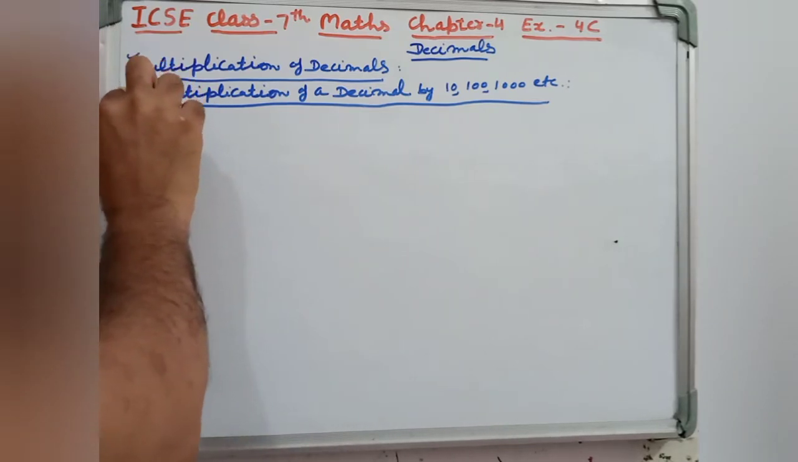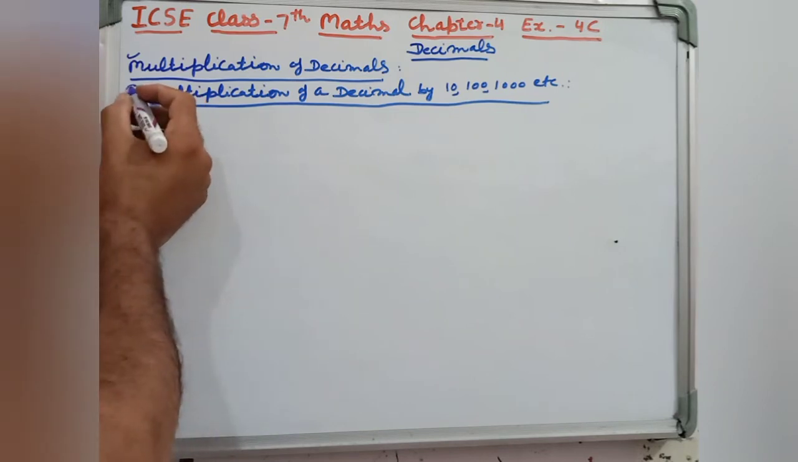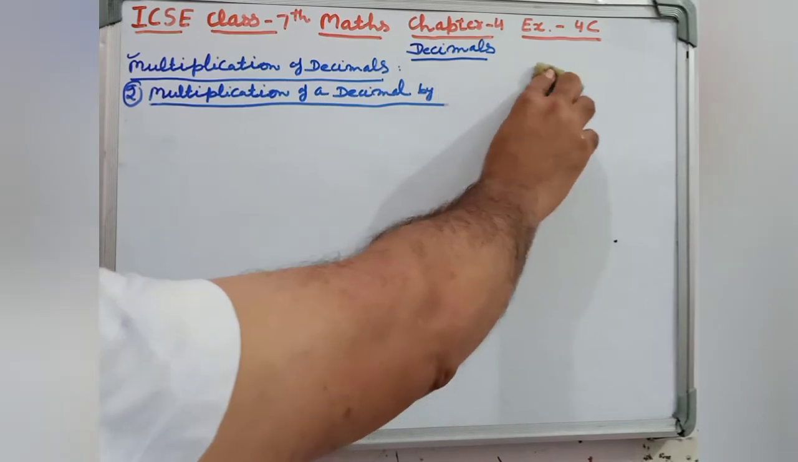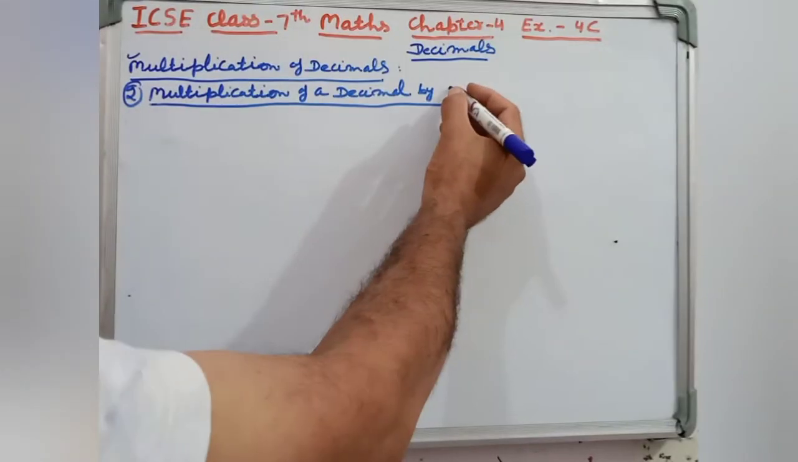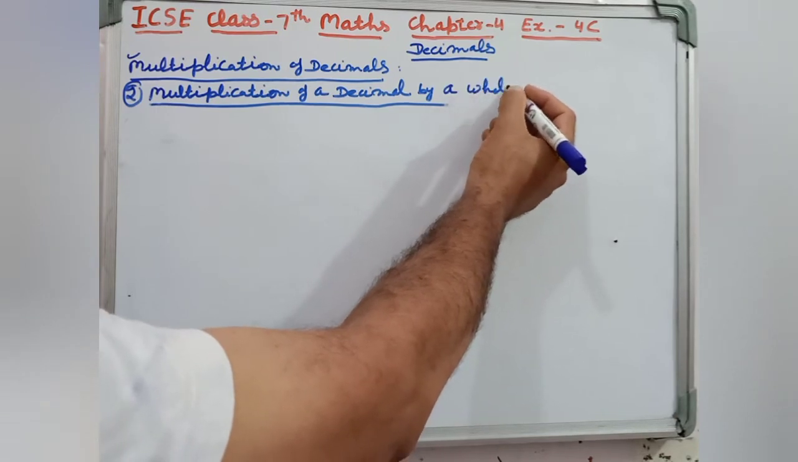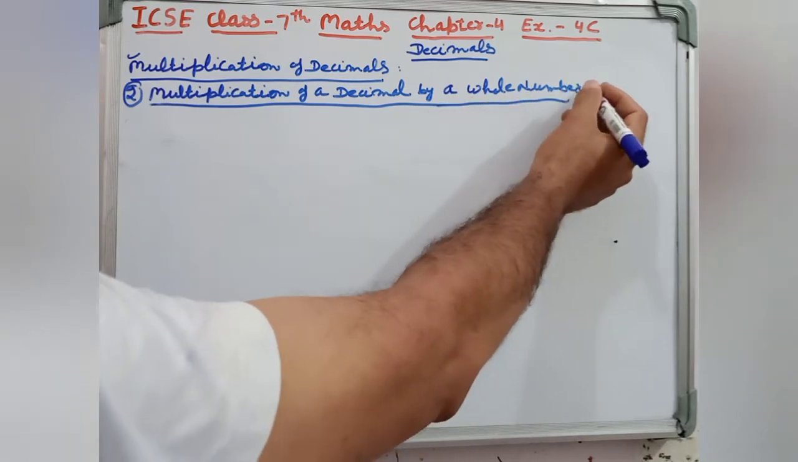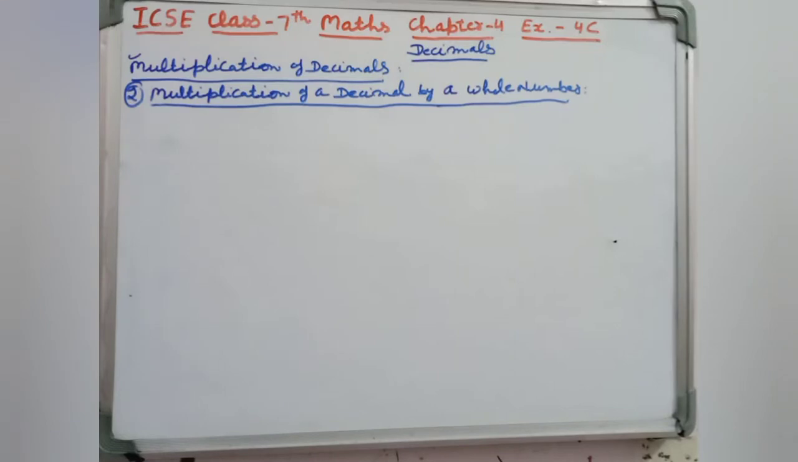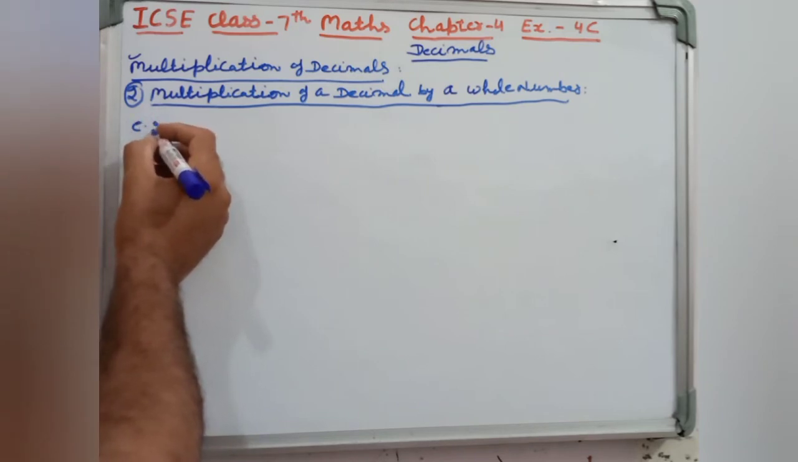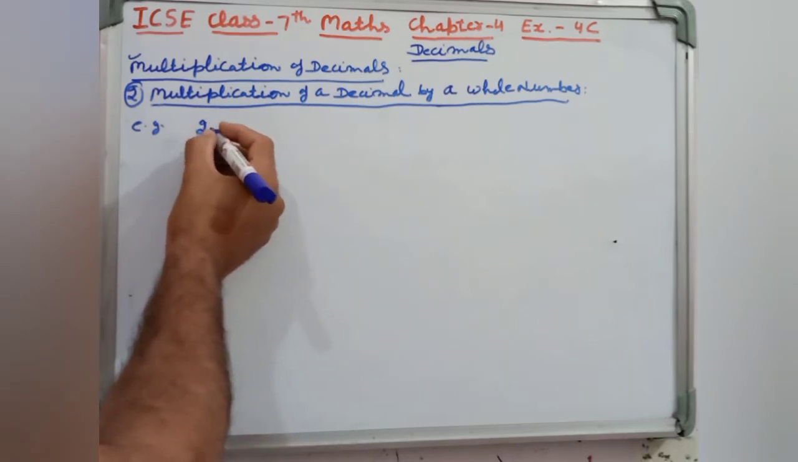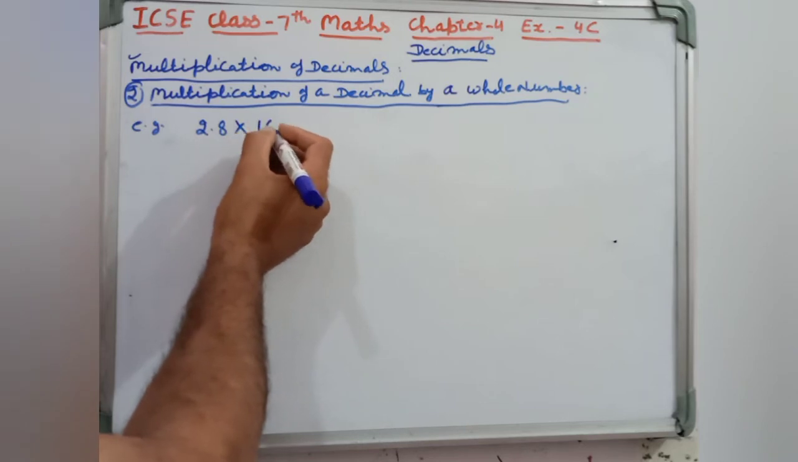Now we will move on to the second part, that is multiplication of a decimal by a whole number. Multiplication of a decimal by a whole number. Right? So we will understand this by example. So we have to multiply 2.8 with 16.